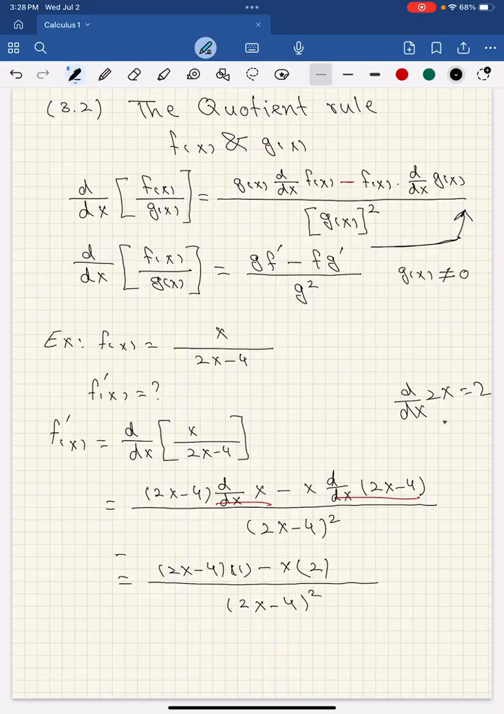Now simplify the top. Distribute 1. It gives you 2x minus 4. Minus 2 times x gives you 2x over 2x minus 4 squared. Positive 2x, negative 2x cancels out. Then your answer is negative 4 over 2x minus 4 squared. Final answer.